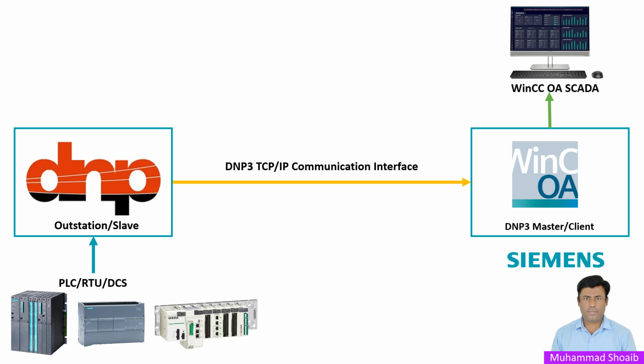So once RTU and SCADA communication is established again, it will send all of the data stored in the event buffer to the master SCADA. This technique is also called the backfilling technique. That's why we can use the DNP3 protocol over an unreliable network.